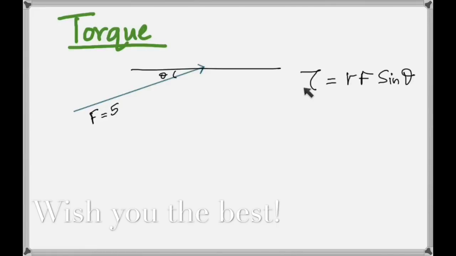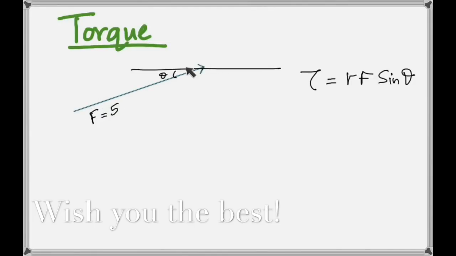That symbol is tau. It stands for torque. And what's the formula? Okay, R F sine theta. What are those letters standing for? Radius means distance. That's the force, sine of the angle. All right, take a look at this diagram.